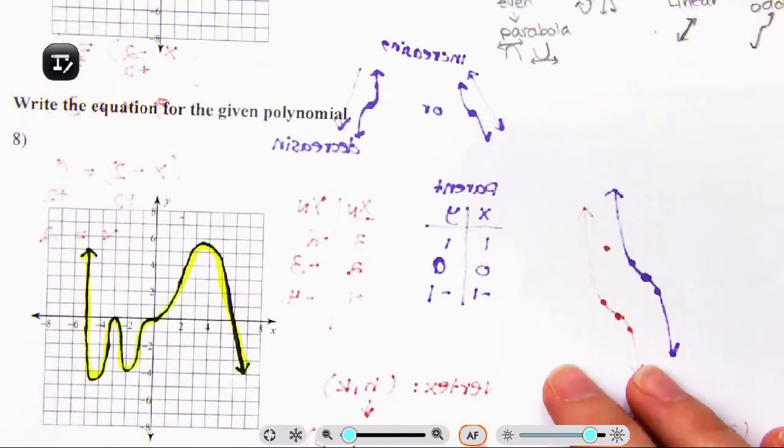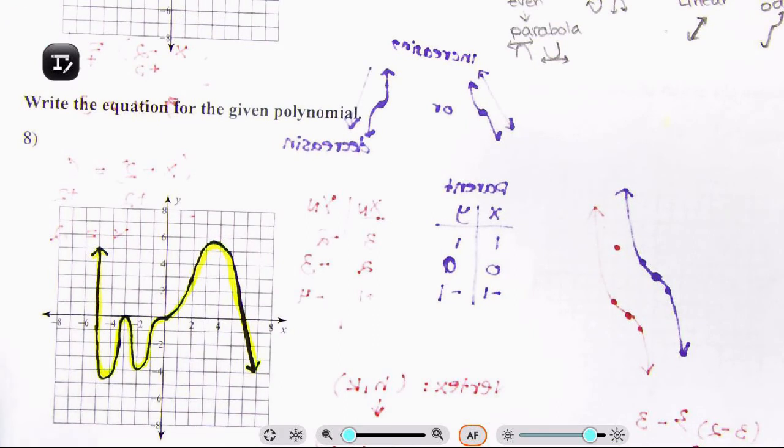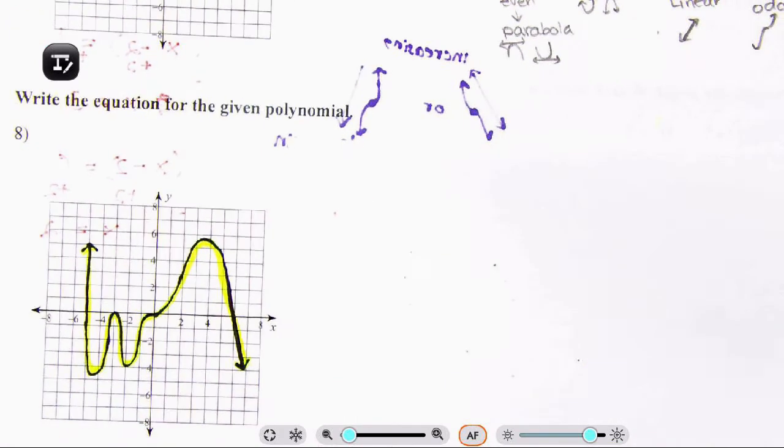Go ahead and do this one here. This one's going to be the last one for this video. The other questions are very similar, so I'm going to hold off on those. So write the equation for the given polynomial. So we're doing the opposite.